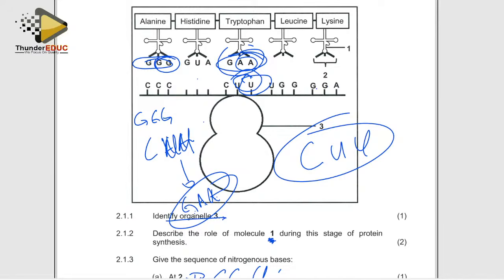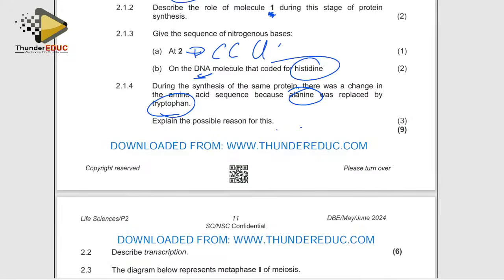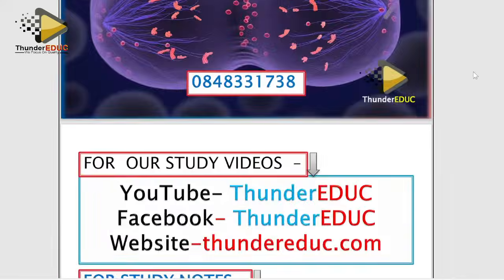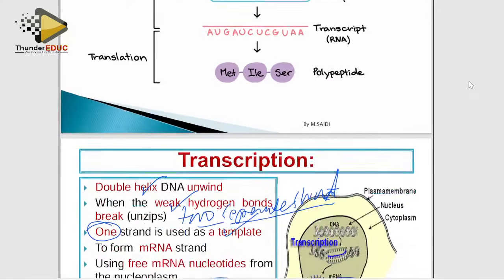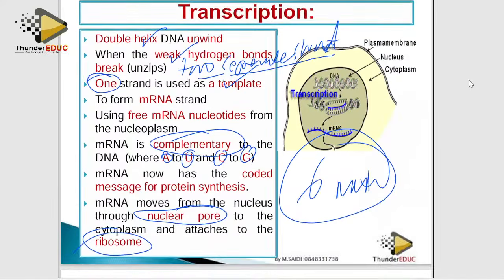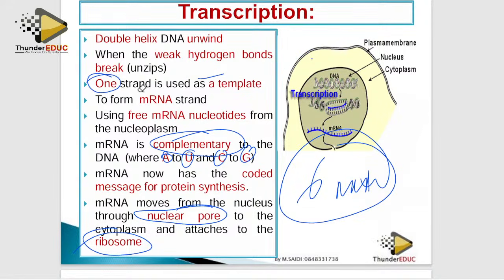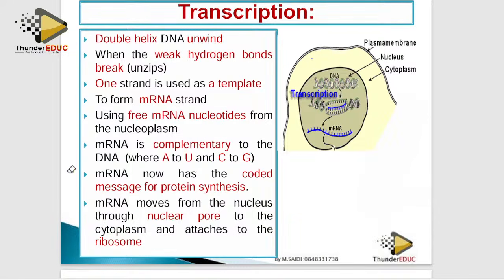Yes, and then tryptophan was brought instead of alanine. So that's how we're supposed to explain. At least you're going to have to bring at least what? Here is what I told you, that emphasize this before. So 6 marks, all the red things mean the marking points.